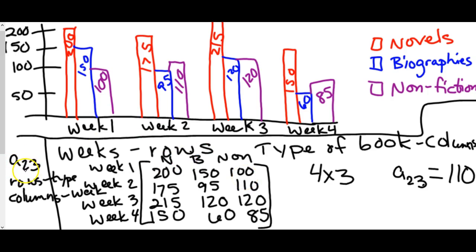So 2 is for our rows. So the second type of book and its week 3 value. So second type of book was biographies. Week 3, we had 120 biographies checked out. So A23 is 120 if the rows are the types of books and the columns are the number of weeks. So you do really need to watch out for which one they state, because it can change what your answer will be. So this concludes our discussion on organizing data in matrices.